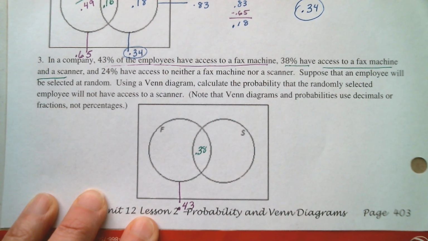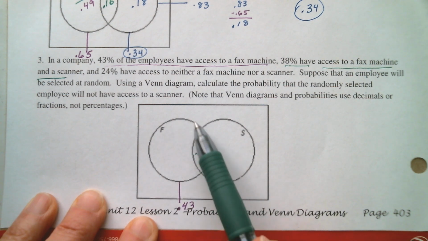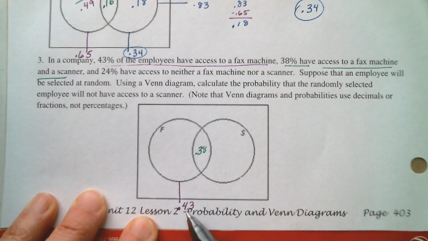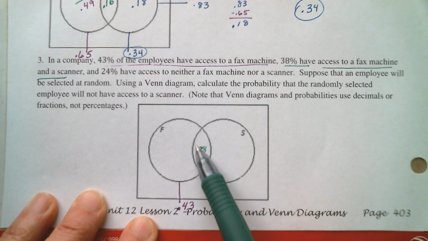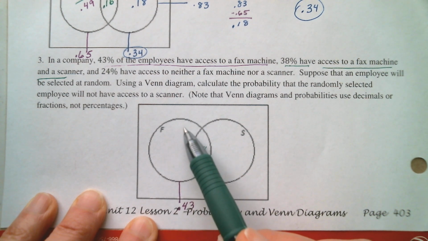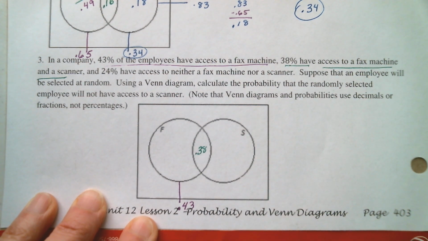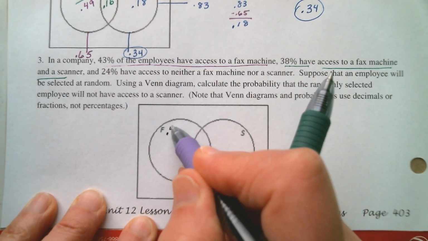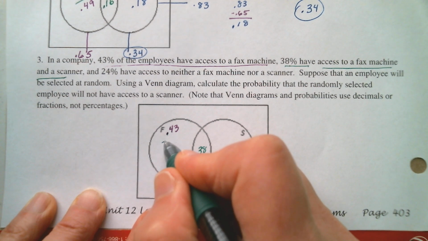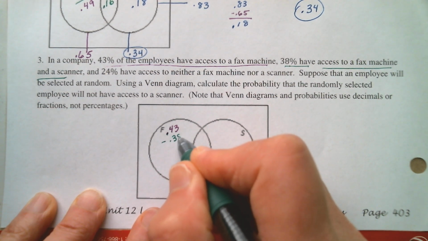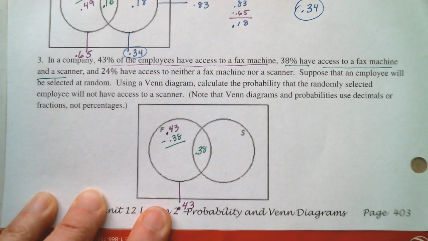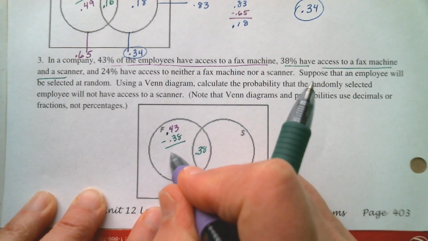Same thing. I can stop right here, right? I know this all of circle F is 0.43, and this piece of it is 0.38. So we can find this portion by taking 0.43 and subtracting 0.38. And that leaves us with 0.05.